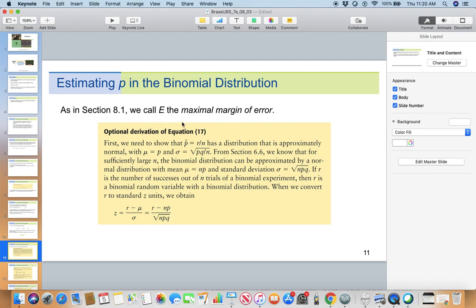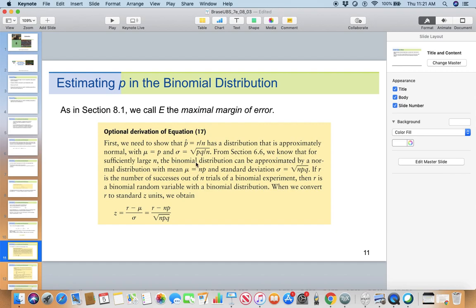So, we call E the maximal margin of error. Here is an optional derivation, an argument here. P hat is R over N. It is approximately normal with mean P and standard deviation square root of PQ over N.